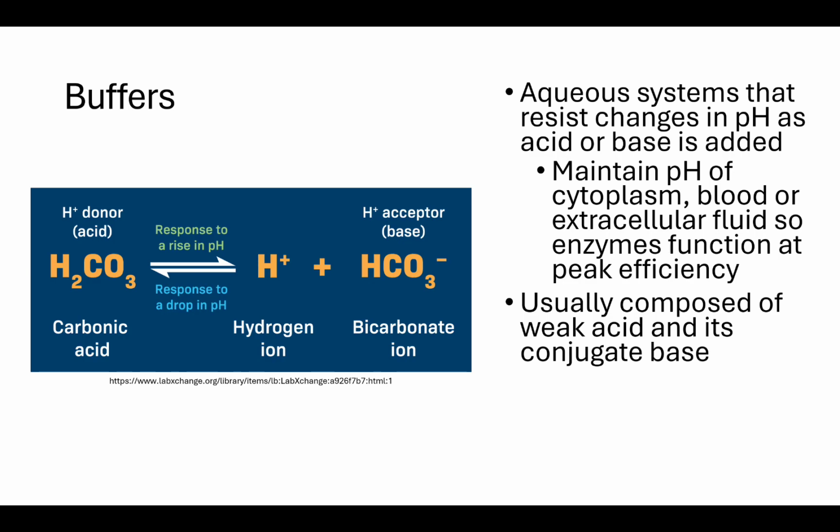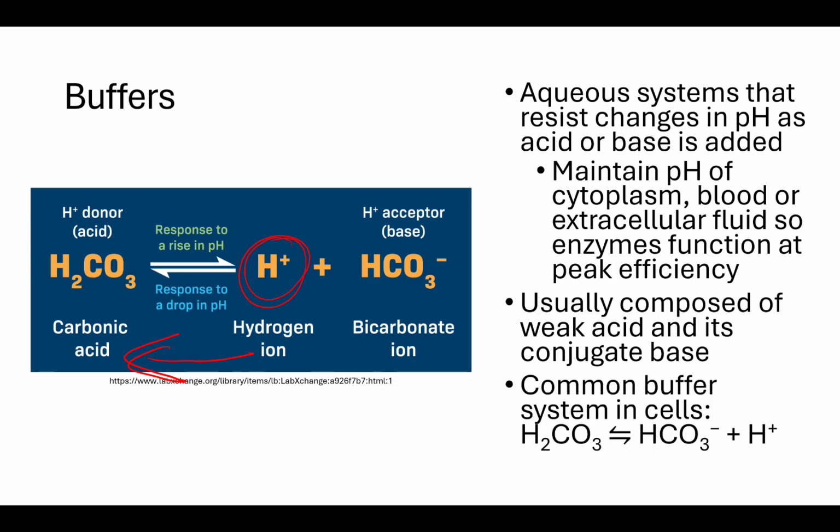Usually you'll have a weak acid and a base that is kind of like the counterpart to that acid, and this reaction will go back and forth. So for instance, if you ended up having a lot of hydrogen ions build up somewhere, the reaction would then be driven towards the left, and you'd start forming a lot more carbonic acid, which would take up those hydrogen ions and would start making the solution's pH start rising. So that way it becomes less acidic. And this is a really common buffer system in cells with carbonic acid and bicarbonate.